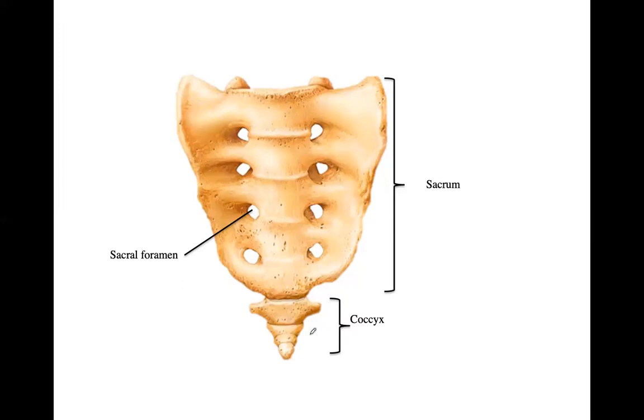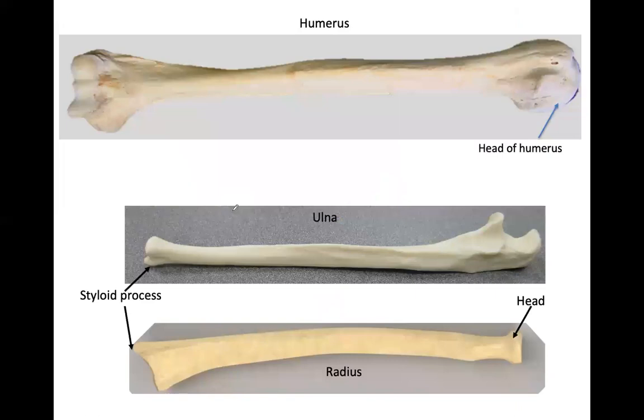On the surface of the sacrum, you have these little holes or openings. These are referred to as the sacral foramen. So again, if I ask you for the name of the bone, it is sacrum, and the little openings on the sides of it would be sacral foramen, which are the structures on the bone.